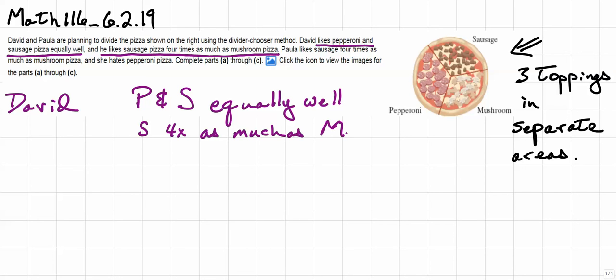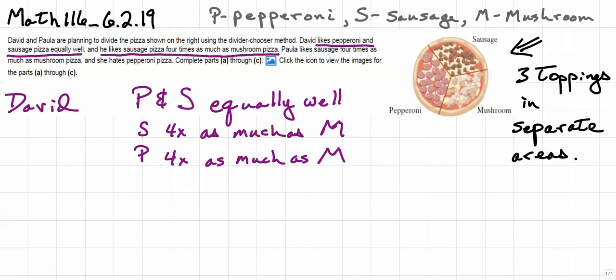Which means, since he likes pepperoni and sausage equally well, that he likes pepperoni 4 times as much as mushroom. Now notice that I am using abbreviations for the toppings: P for pepperoni, S for sausage, and M for mushroom. And we're going to use this setup to help us understand how to do the divisions.